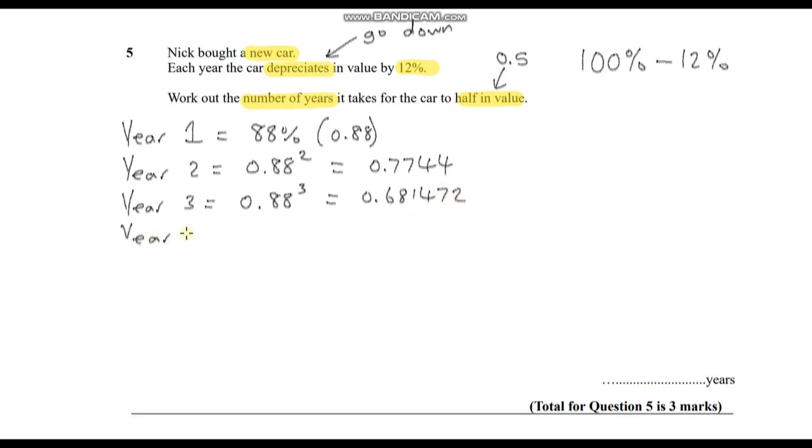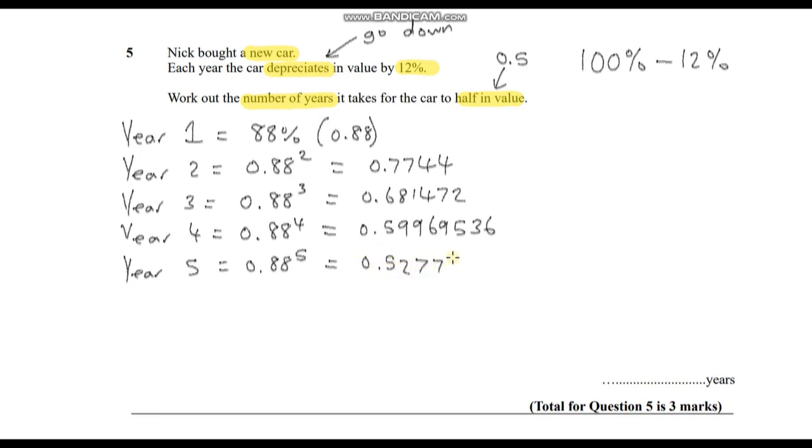We need to do it again. We need to keep going because we need to get to 50% or 0.5. We're not quite there yet. So year 4, 0.88 to the power 4, that gives us 0.59969536. We're getting close. So year 5, is it going to reach it after year 5? It's going to be 0.88 to the power 5, and that gives us 0.52773319168. So we haven't quite reached it yet. So I think it's going to be year 6.